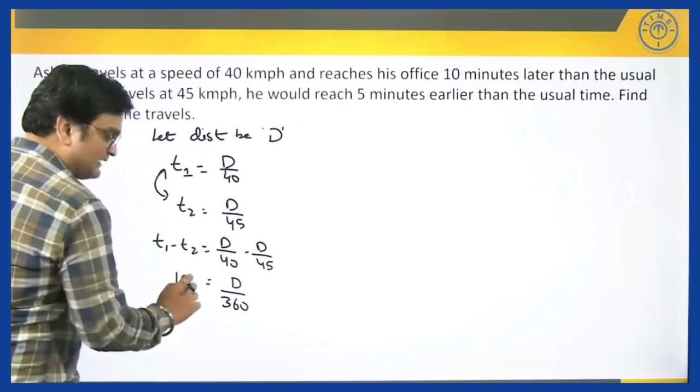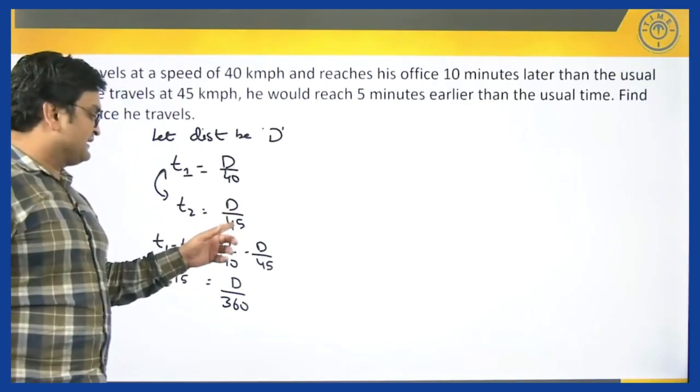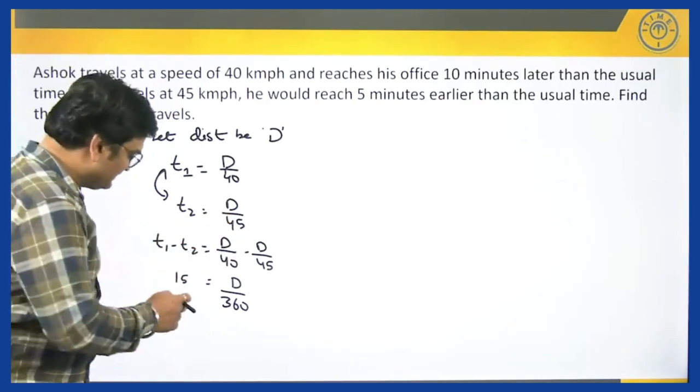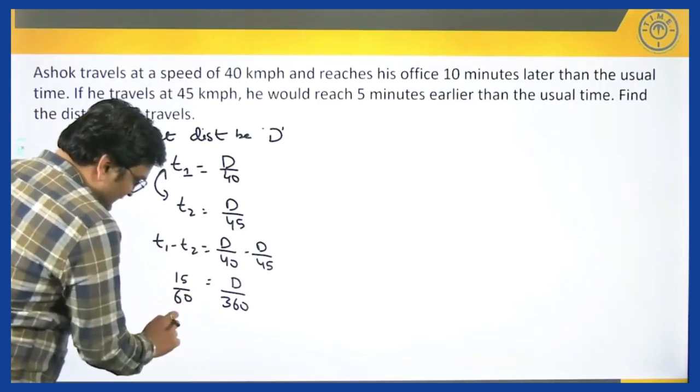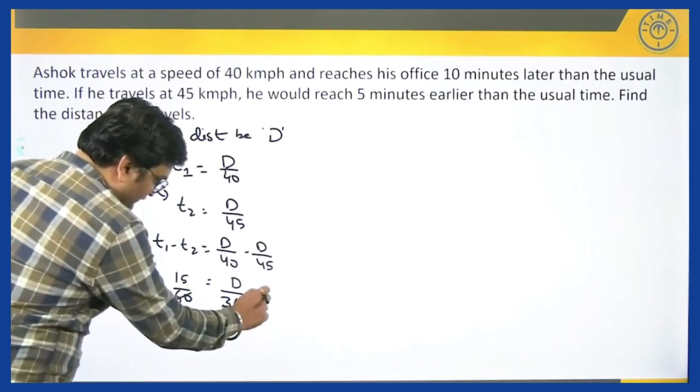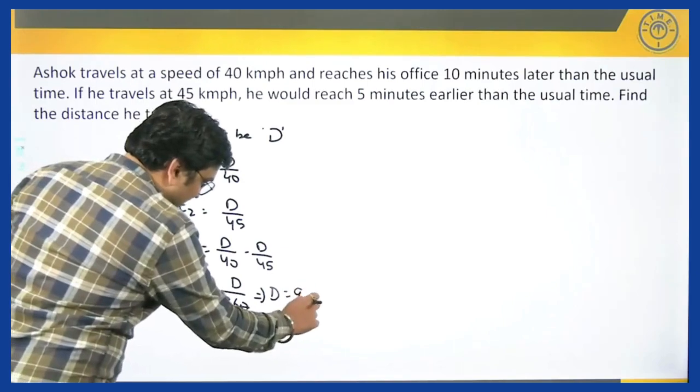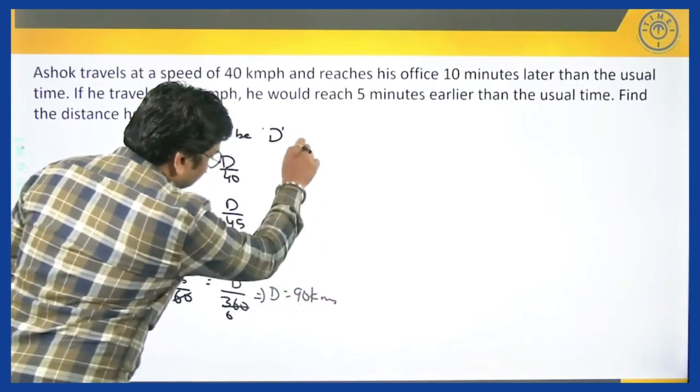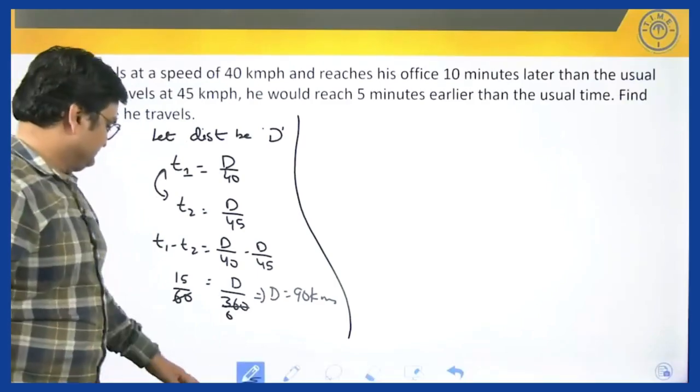But since we want our time in hours, because we are taking distance, speed, etc. in kilometers per hour, I will write by 60. So 60 will go 6 times, and when you solve it, you will get the value of d as 90 kilometers. I hope this is okay. This is clear.